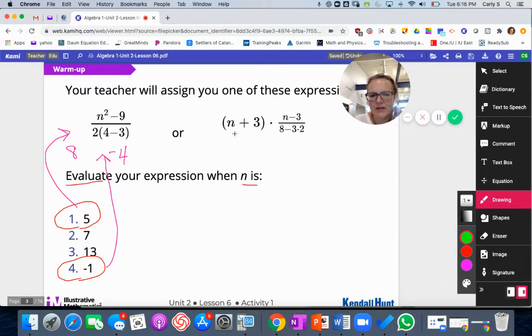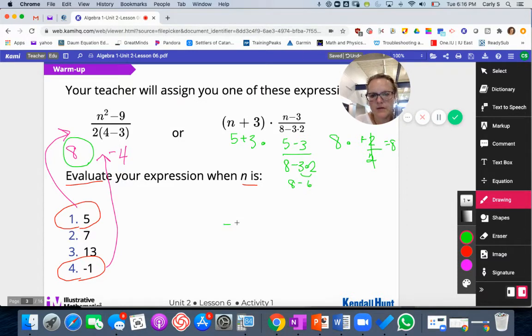All right, so 5 in here. 5 plus 3 times 5 minus 3 over 8 minus 3 times 2. So 5 plus 3 is 8 times 5 minus 3 is, no, positive 2. I'm not sure what I was thinking there. And here we do PEMDAS, which is parentheses, exponent, multiplication, division. So 3 times 2 is 6. 8 minus 6 is 2. So this goes to 1, and the answer is 8, which matches that one.